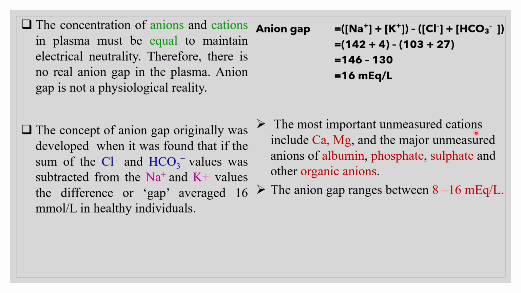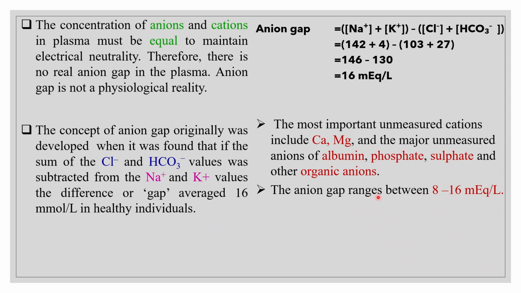The unmeasured cations include calcium and magnesium because they are not generally measured, and the major unmeasured anions are the anions of albumin, phosphate, sulfate, and other organic anions. These are all anions that are not being measured. That's how this difference comes out. Actually, there is no difference, but numerically it is the difference between the major cations and anions, and unmeasured cations and anions have been neglected. So that's how the difference comes mathematically.